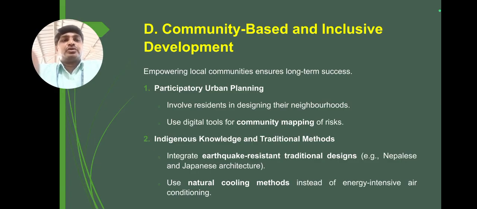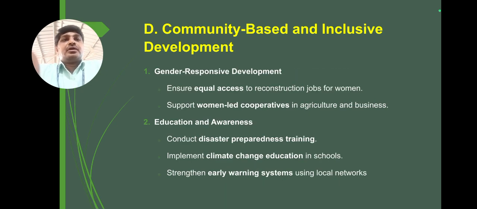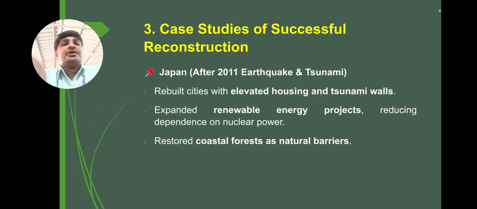Use natural cooling methods instead of energy intensive air conditioning. So that is also a type of gender responsive development. It ensures equal access to reconstruction jobs for women, and supports women led cooperatives in agriculture and business also. So balancing equal education and awareness also, it will conduct disaster preparedness training and implementation of climate change education in schools, and strengthening of early warning systems using local networks, that will be more helpful for the reconstruction of the development.